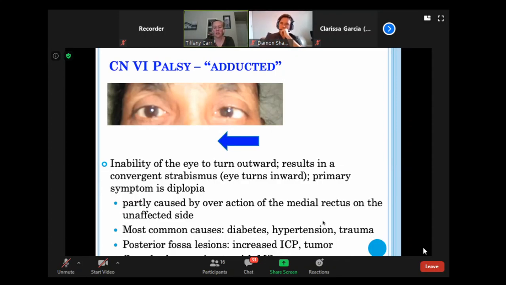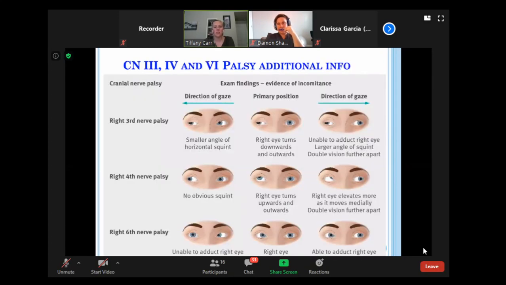Some common causes are diabetes, hypertension, trauma. Posterior fossa lesions are caused by increased intracranial pressure, tumors. You can also see them with MS patients. These are kind of more drawn out versions of the severity, giving you a little more description. So probably look over those.